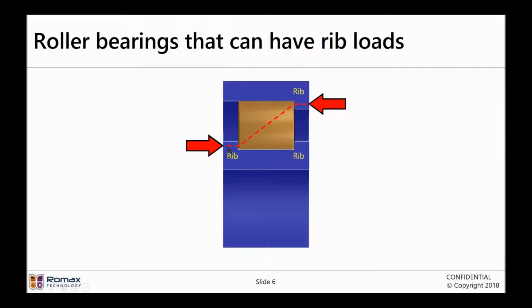Then there's cylindrical roller bearings where there's two ribs on the inner, one rib on the outer. Obviously it'll take thrust similarly to the previous bearing.